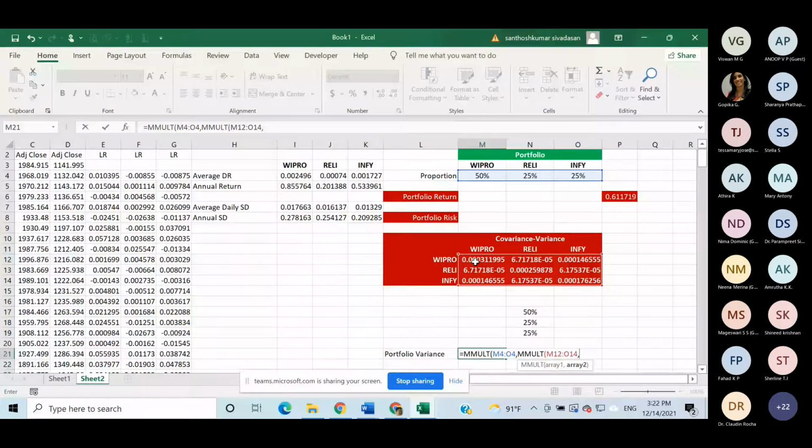The number of columns in the first matrix should be equal to the number of rows in the second matrix. So here the number of columns is 3, right? In the variance covariance matrix, the number of columns is 3. So the second matrix for multiplication should have 3 rows. That is why I have made another matrix here.